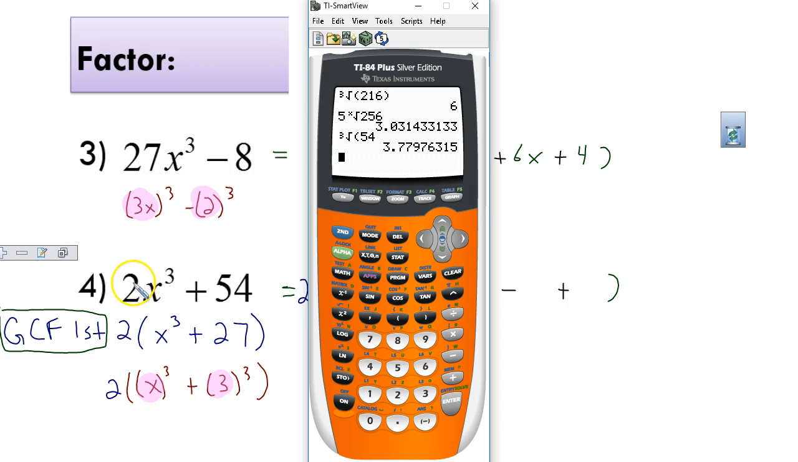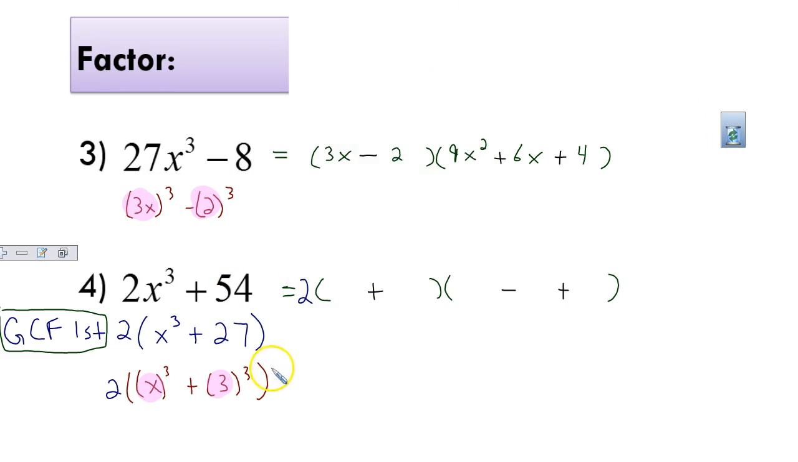Well, the reason is that 2 and 54 are both divisible by 2. So we want to divide out that greatest common factor first. We want to divide the first term by 2 and the second term by 2. And what you'll notice often with these problems is once you do that, you do end up with 2 perfect cubes. In this case, it's x to the third and 27, which is 3 to the third power.